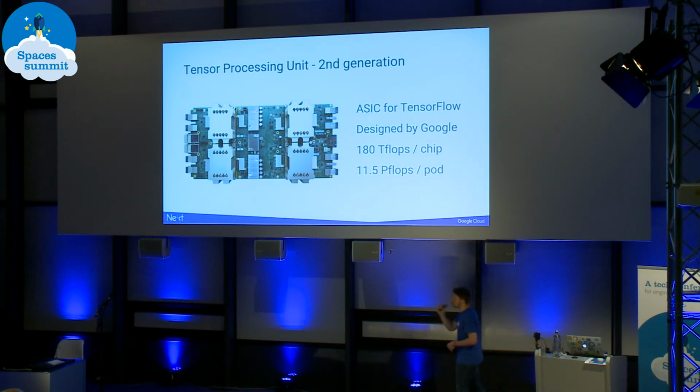If you build a very specific processor to do your machine learning, in this case the tensor processing unit, you can basically be very effective. And this is, as you can see here, 180 teraflops per chip. And we can build really powerful nodes of tensor processing.